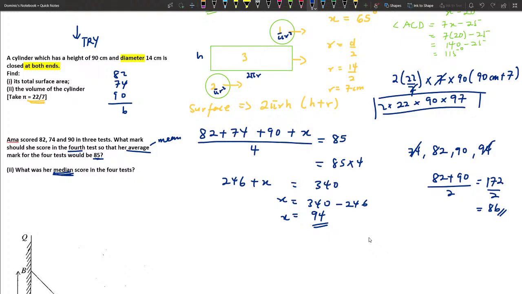Because this is a word problem, please kindly put your answer in a statement form. Kindly put your answer in a statement form. Fantastic. So we are going to move to the next one.